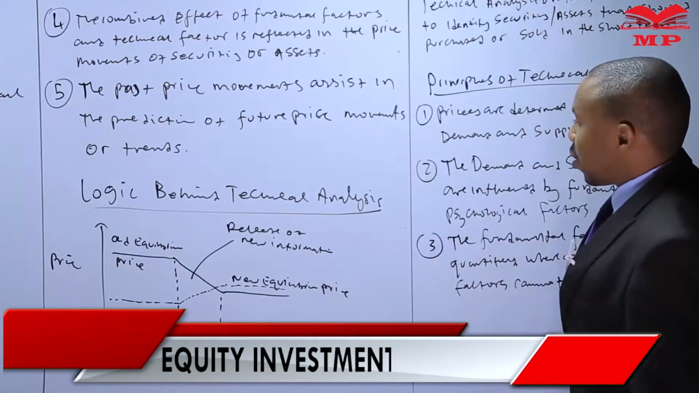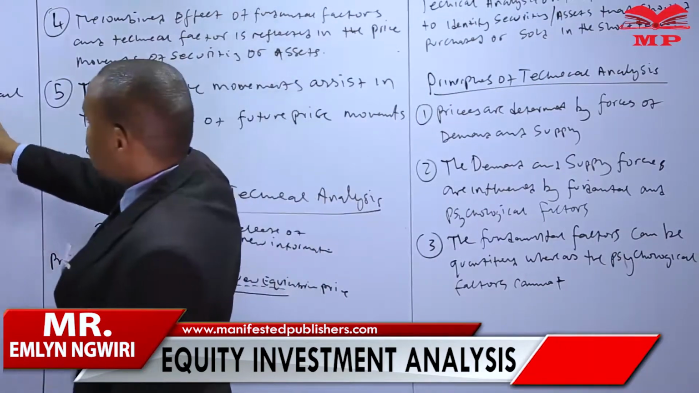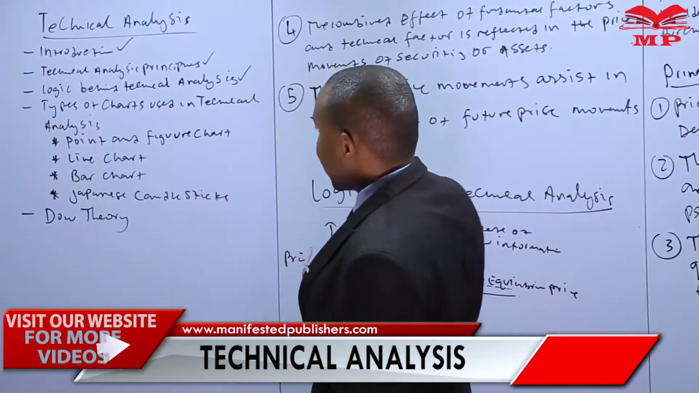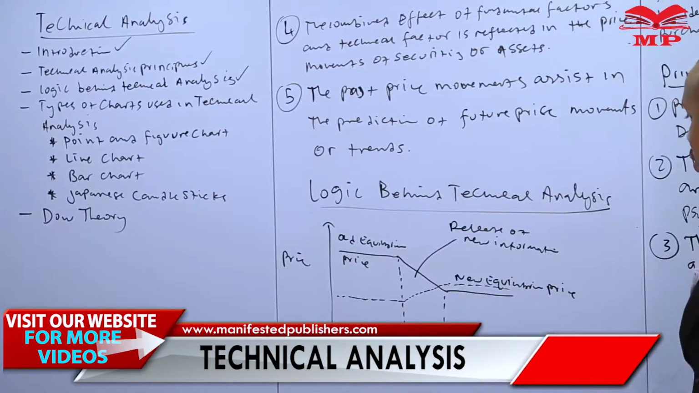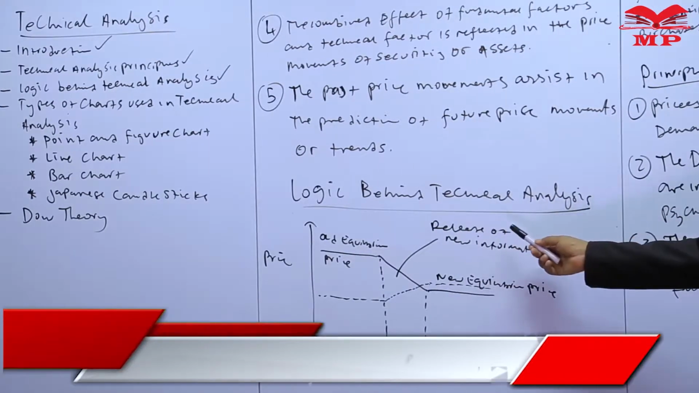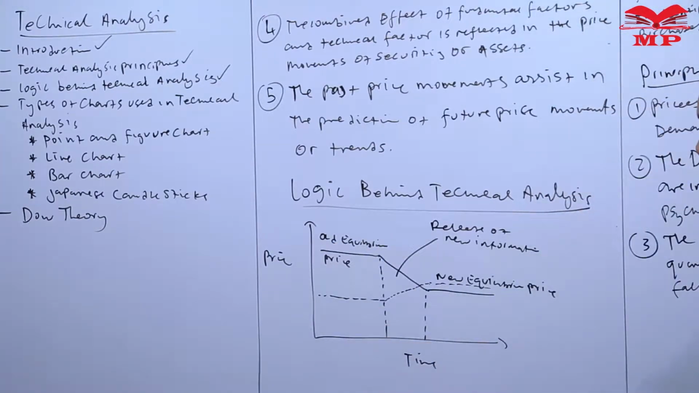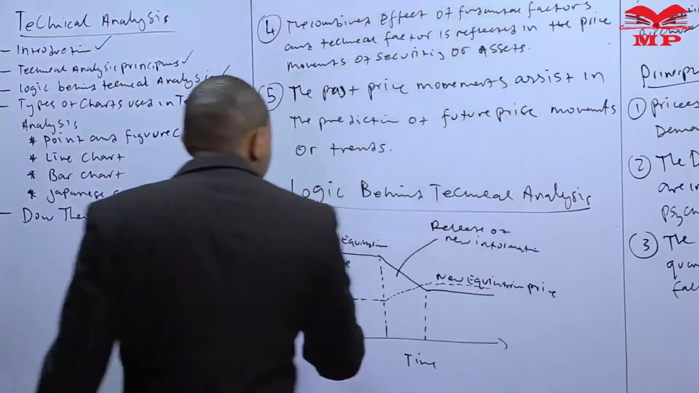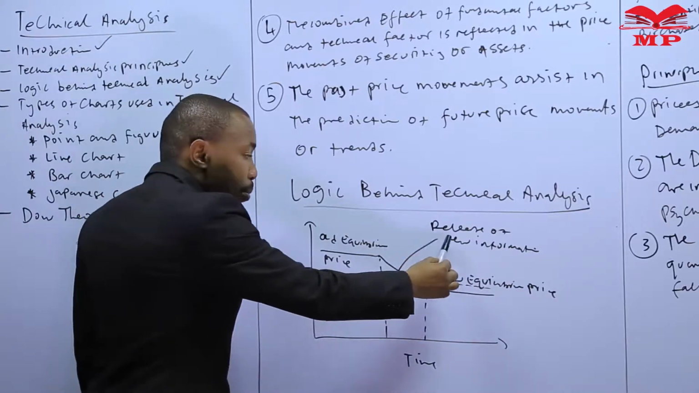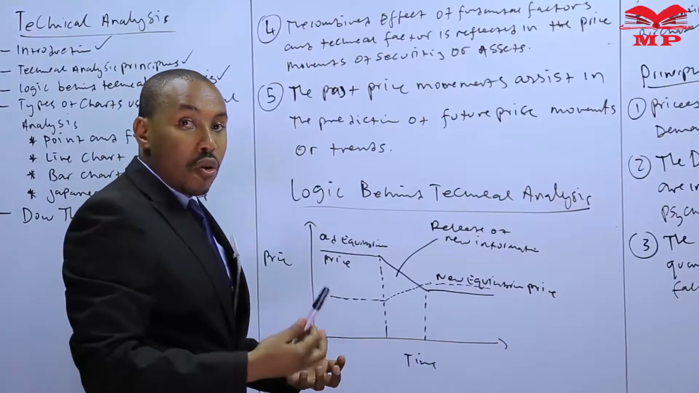Now, having looked at the logic behind technical analysis, we can look at the types of charts used in technical analysis. I hope this has provided some guidance. The logic behind technical analysis is simple. You just need to plot a graph of price against time, and you understand the impact of the release of new information. Once information has been released to the market, that arouses some interest or disinterest.